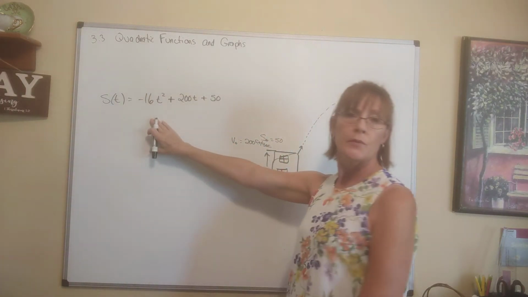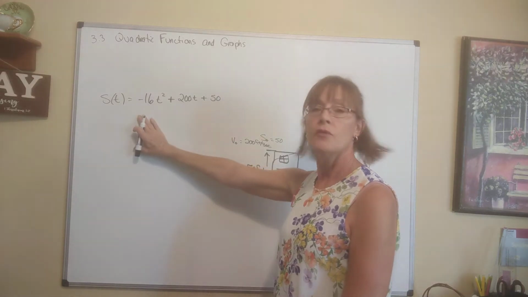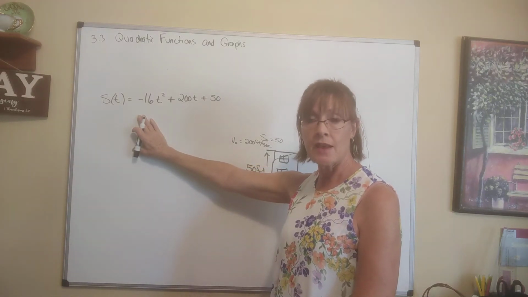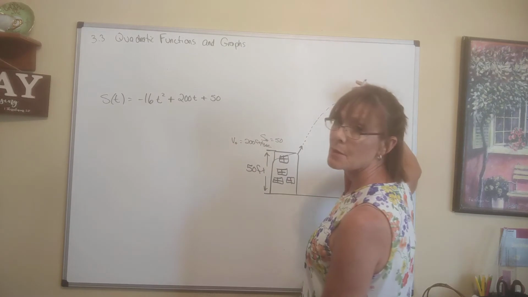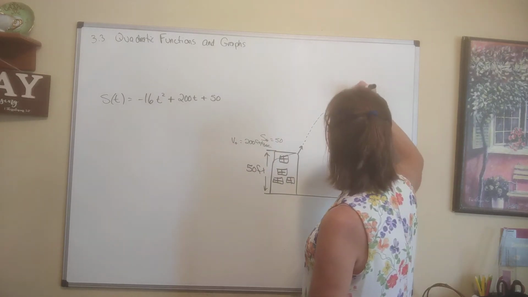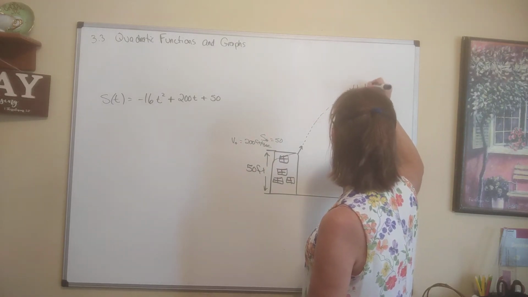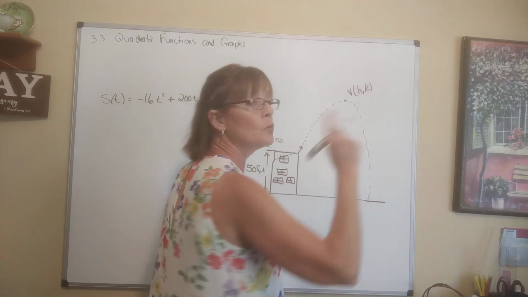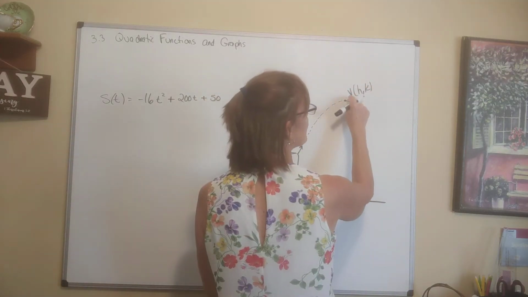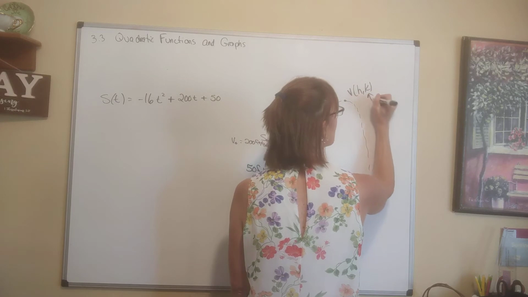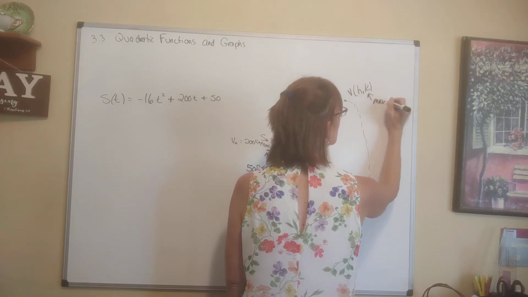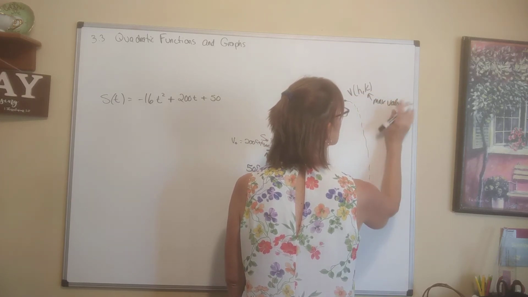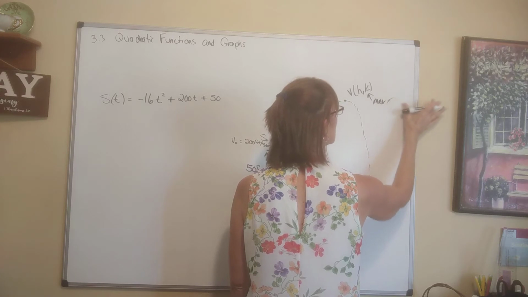This is the equation of a parabola with a negative leading coefficient, meaning it's facing down, meaning it has a maximum. It also has a vertex, (h, k), and the maximum will occur at the vertex. This k value is the max value, the max height it's going to achieve.